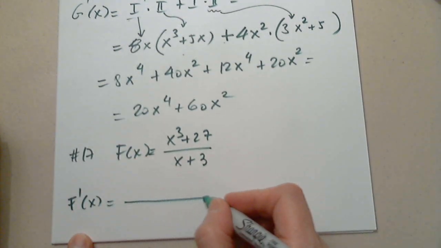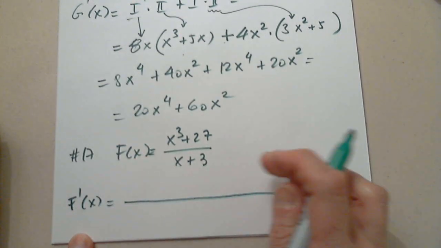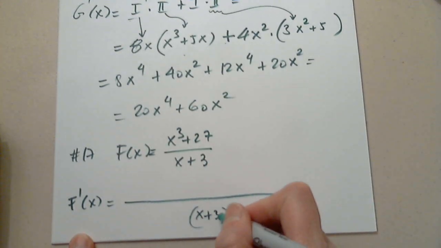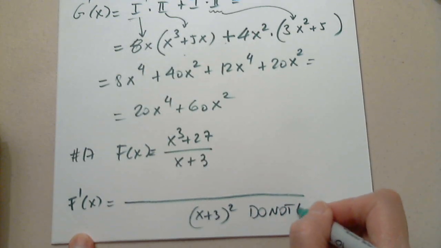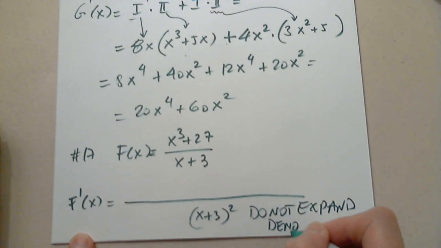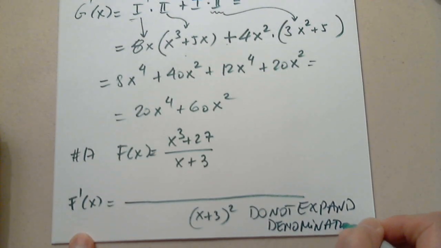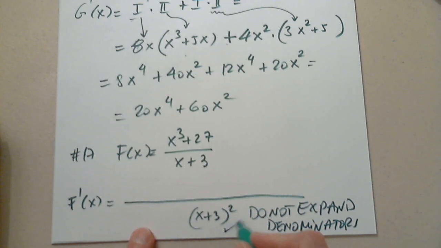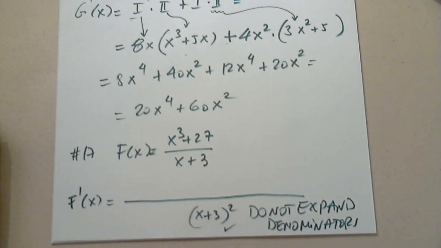The first thing we do, we draw a long fraction line and we square the denominator. Do not square this. Do not expand denominators. Don't write x squared plus 6x plus 9 in the denominator. No, it has to stay as is.